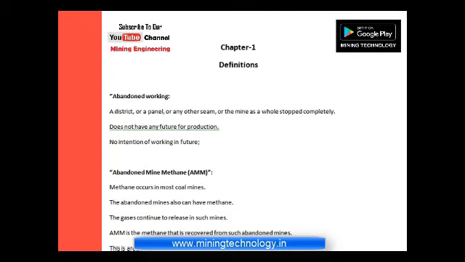Definitions. The first one, abandoned working, which means a district or a panel or any other seam, the proper extraction of which is complete and which is to be closed completely, and should not be opened in any other manner. It does not have any further production. That means it should not be opened in future for winning of coal, as per the Coal Mines Regulations, CMR. Any extraction of the coal should not be possible further. That area should be called abandoned working.